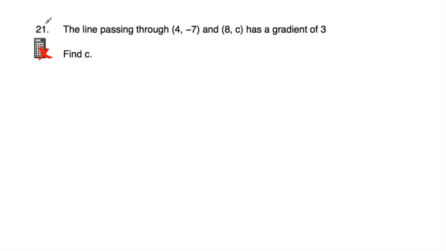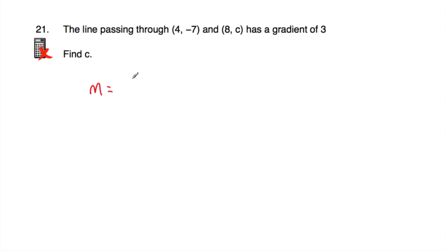Okay, so question number 21. Question number 21 says the line that passes through (4, -7) and (8, c) has a gradient of 3. And we've been asked to find c, the y coordinate of this point. We haven't got a sketch here, so I'm actually just going to use the formula for this question, just to show you can use the formula as well.